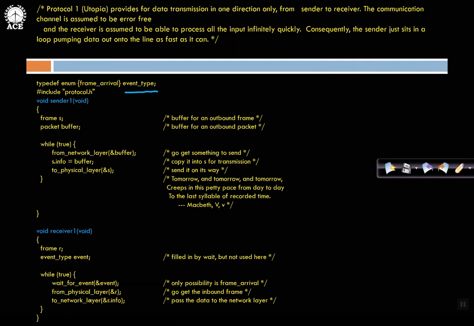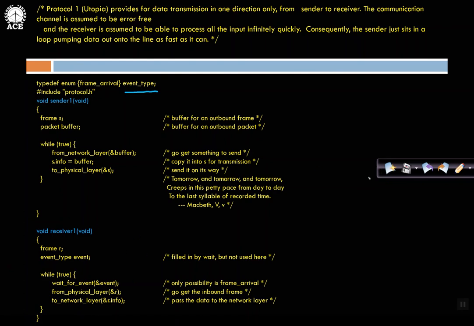So whenever the frame comes from physical layer, it will accept it in the variable by name R. And it is supposed to forward that to the network layer. So to network layer ampersand r.info. Again it goes back. Again it waits for the arrival of the frame. So continue like that. So it's a very, very simple protocol.